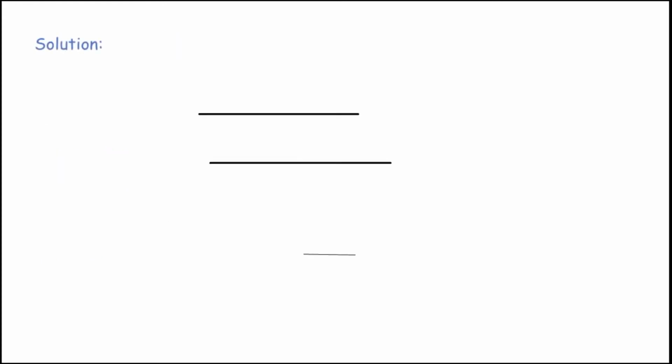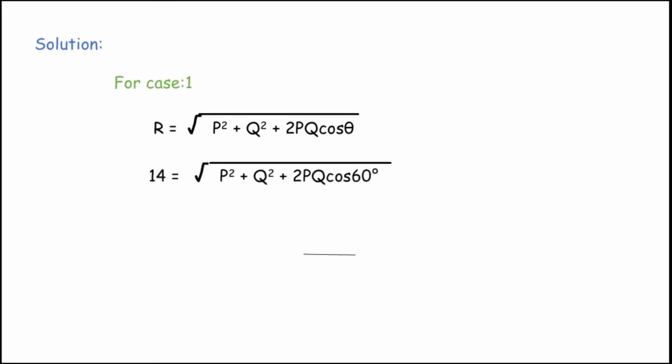Now solution for this problem, I take case 1 first. We use the resultant formula R equal to root of P square plus Q square plus 2PQ cos theta. I substitute the values of case 1, R equal to 14, P square plus Q square plus 2PQ cos theta, theta equal to 60 degree. So we know the value of cos 60. Cos 60 is 1 by 2. So the 2 in both are cancelled.